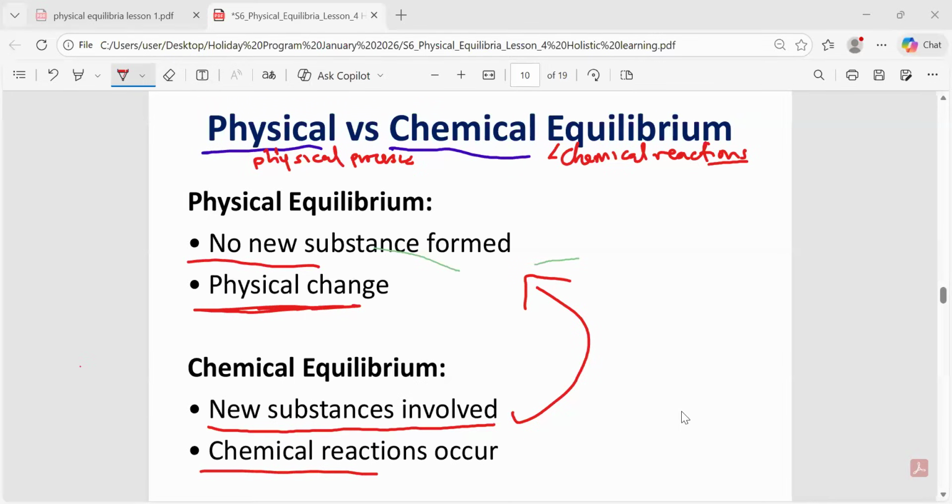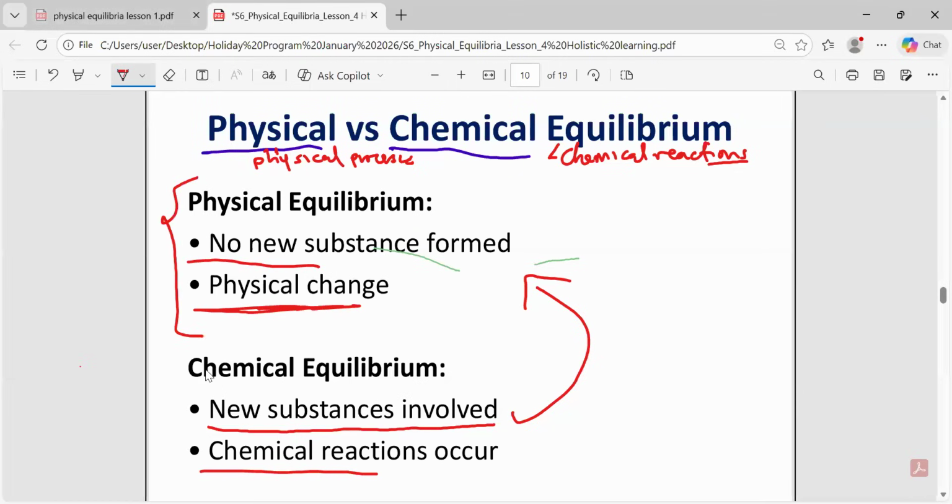You gave us an example and I put it down here. So for example, in physical equilibrium, she said it is okay. But now what about chemical equilibrium? We can use the example of nitrogen gas reacting with hydrogen to form ammonia.